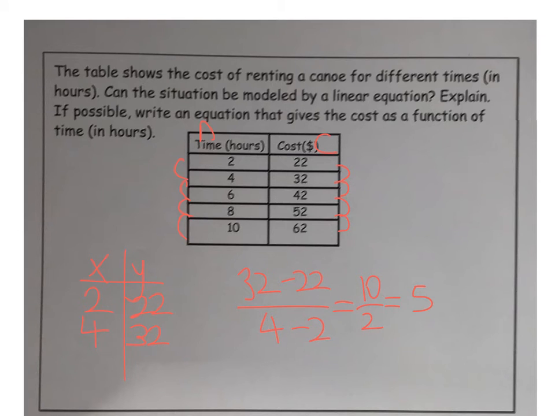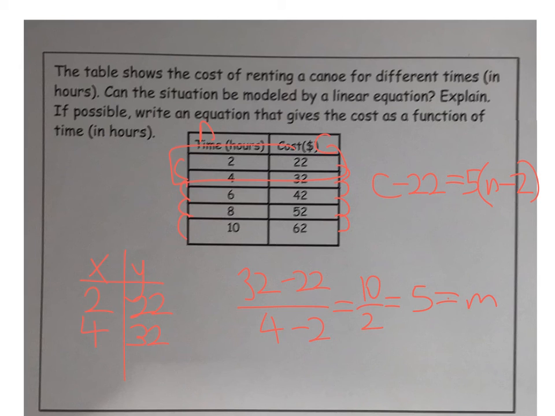Now I can just plug in any of these points. I'm just going to plug in the first point here. So that's going to be equal to m. And now I'm going to see, well, the cost minus 22, because I'm using this first point, is equal to 5 times n minus 2. And then we can test any of these points and see if it actually works. So the cost minus 22 is equal to 5 times the number of hours minus 2.